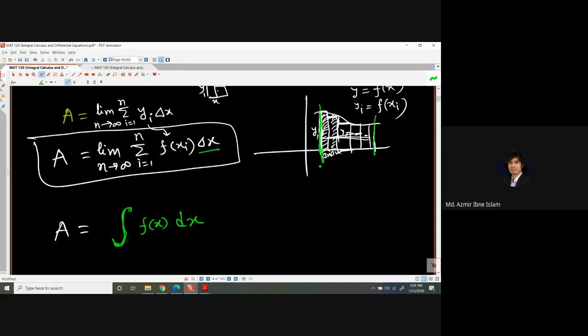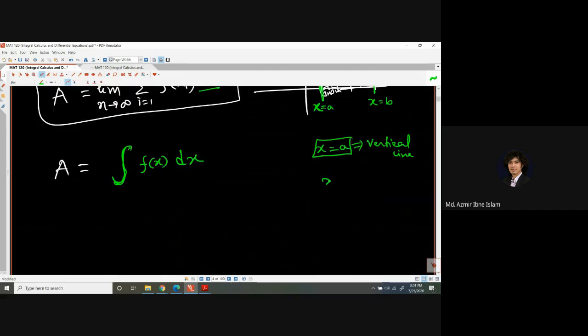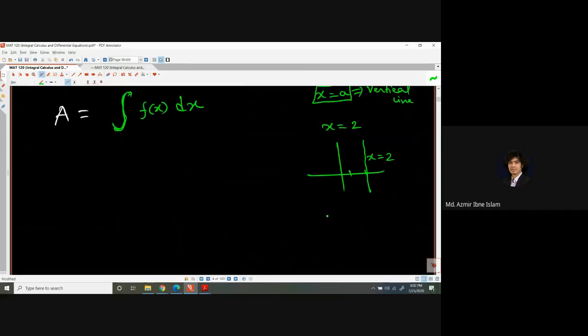Let's say the starting part is a. I am defining it as x equal to a, and the ending part is x equal to b. You know that x equal to a is a vertical line. That means if I say x equal to 2, at this part there will be a line. This is a vertical line. You know all these concepts from geometry.